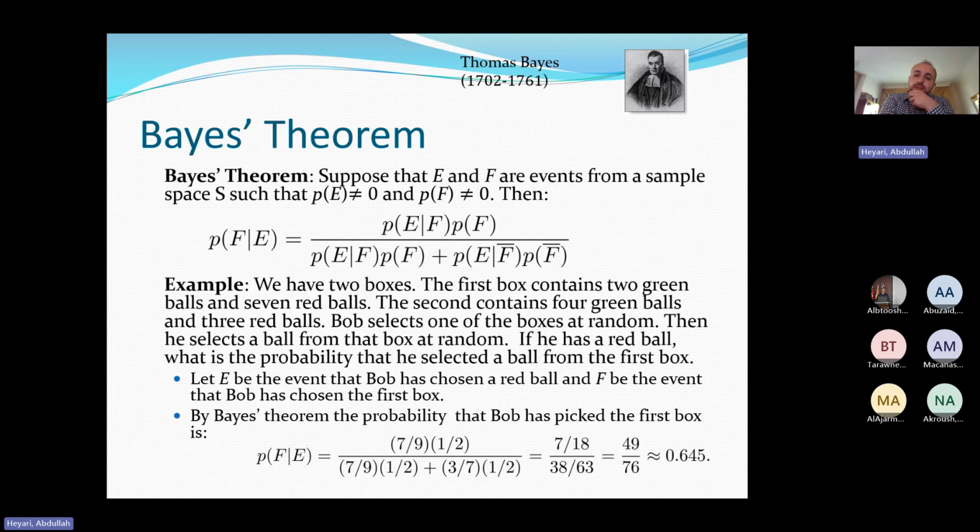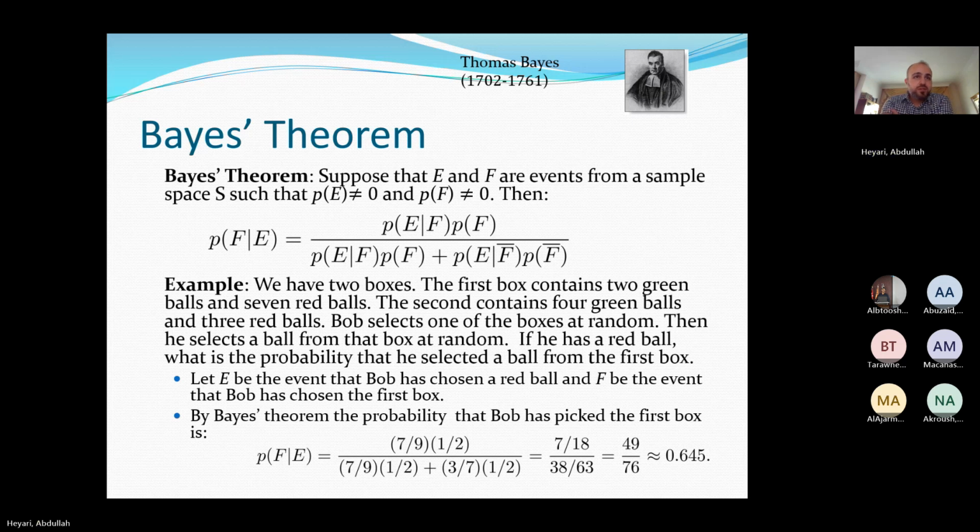I opted to take this example, which is about having two boxes. We have a box which contains 2 green balls and 7 red balls, so this box has more red balls. And we have another box which contains 4 green balls and 3 red balls, so it has fewer red balls. Someone selects one of those two boxes. We don't know which box. One box was selected at random, and a ball was taken out from that box at random. If that ball was a red ball, what is the probability that it was the first box which got selected?